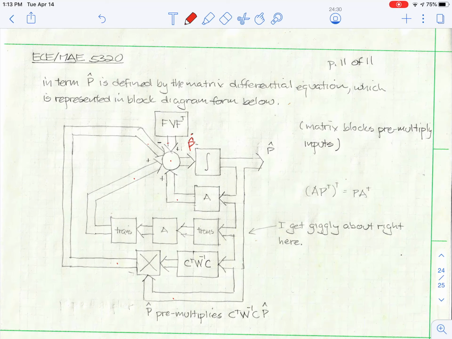Just building this equation, you've got a P hat, then you're going to have to use some transposes. As I say, I get kind of giggly here because the math is getting really pretty hairy. Then I've got this weird state where I pre-multiply this thing by P hat again and add that in. Then I've got this constant that I subtract off the whole thing. You can just count up the total number of matrix multiplications you're going to have to do, and it gets pretty hairy.